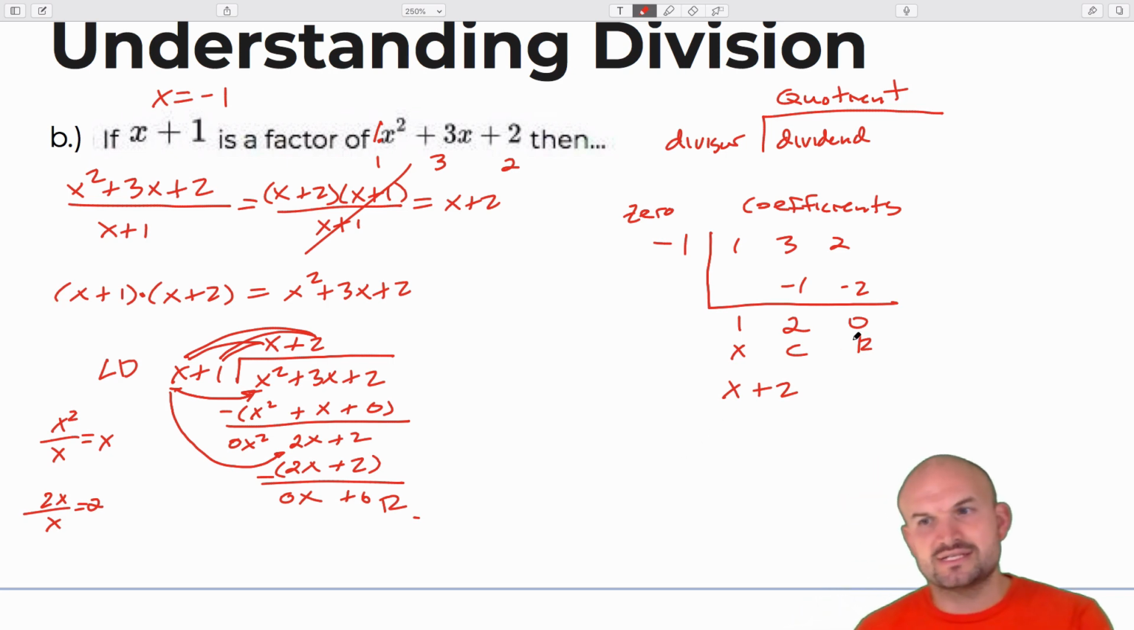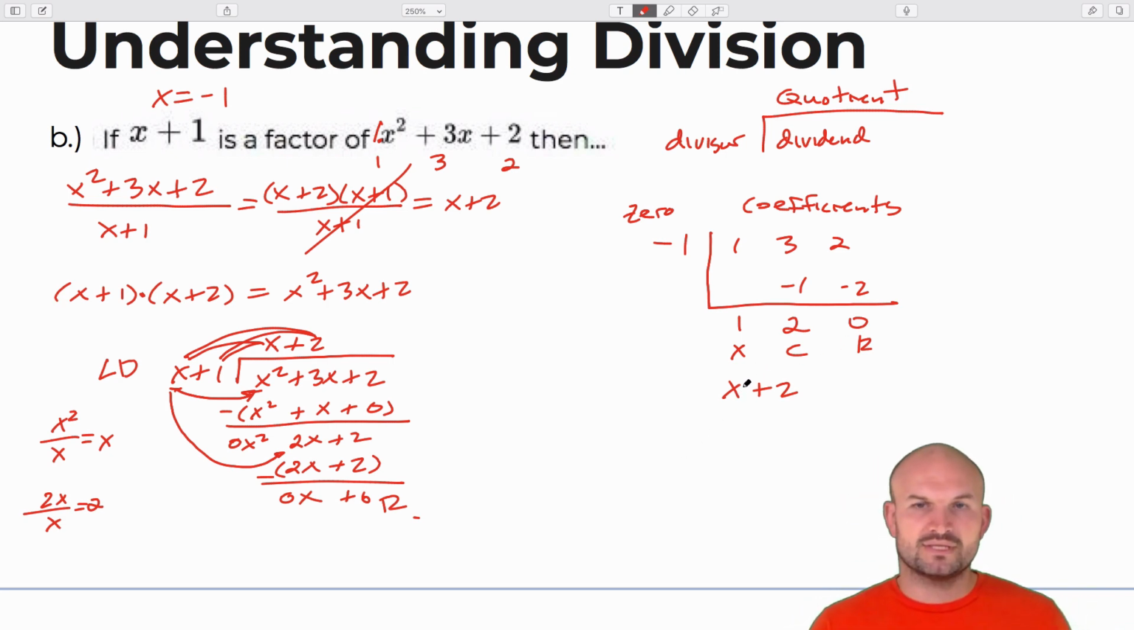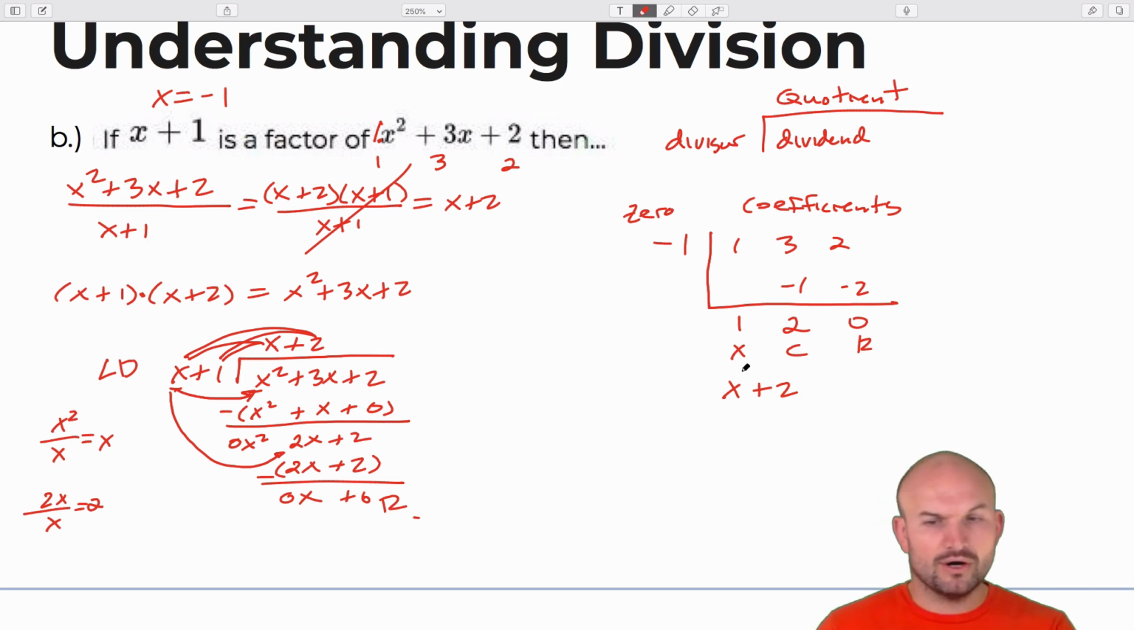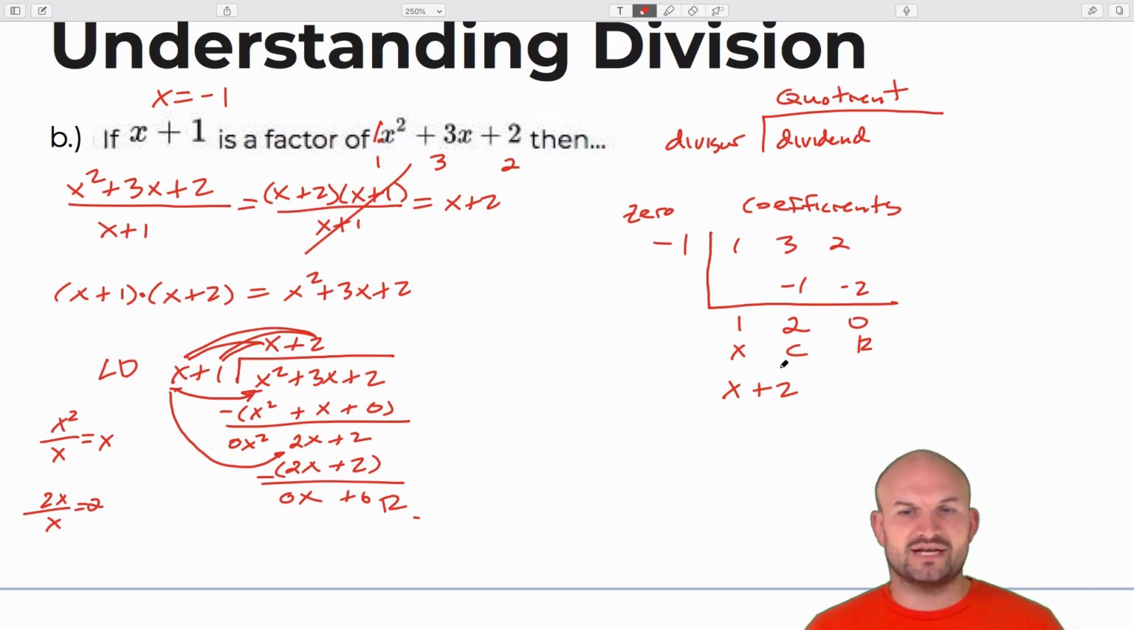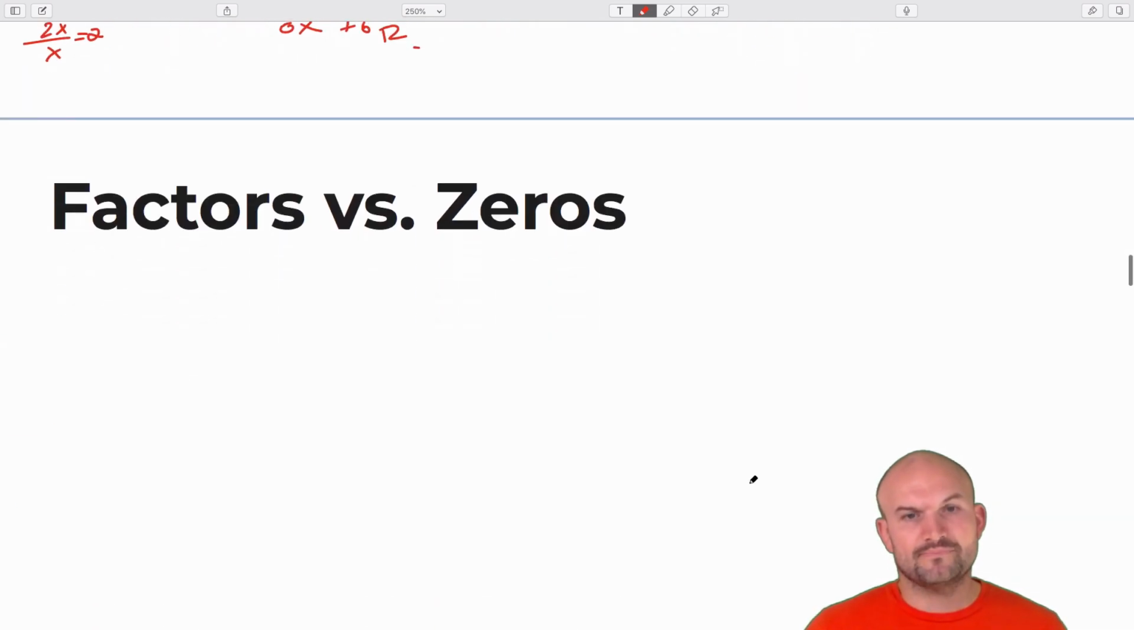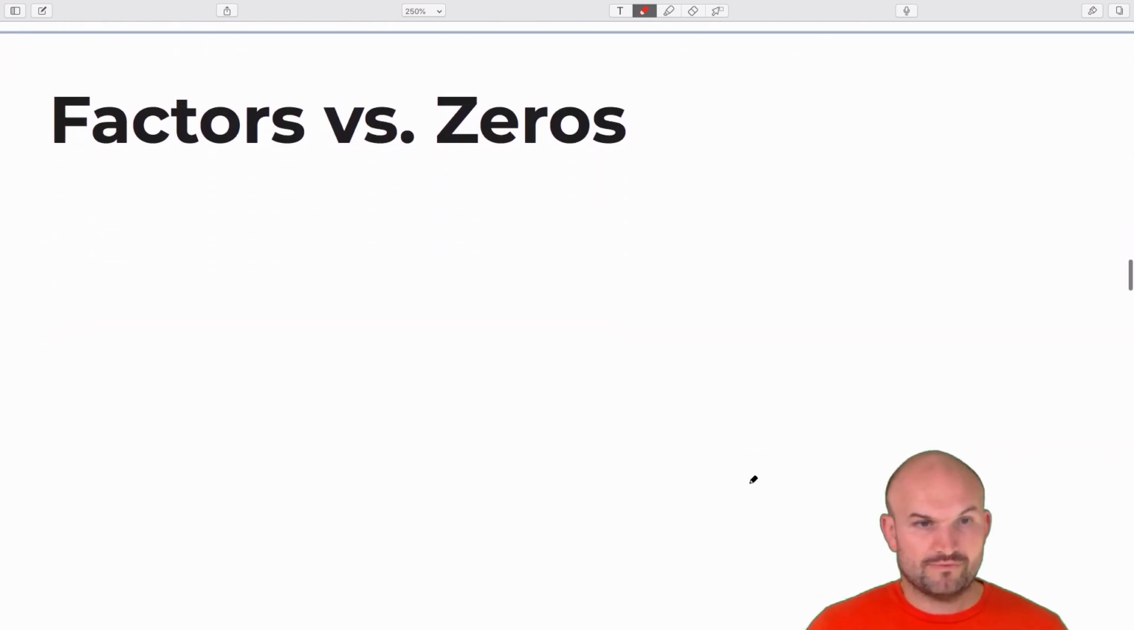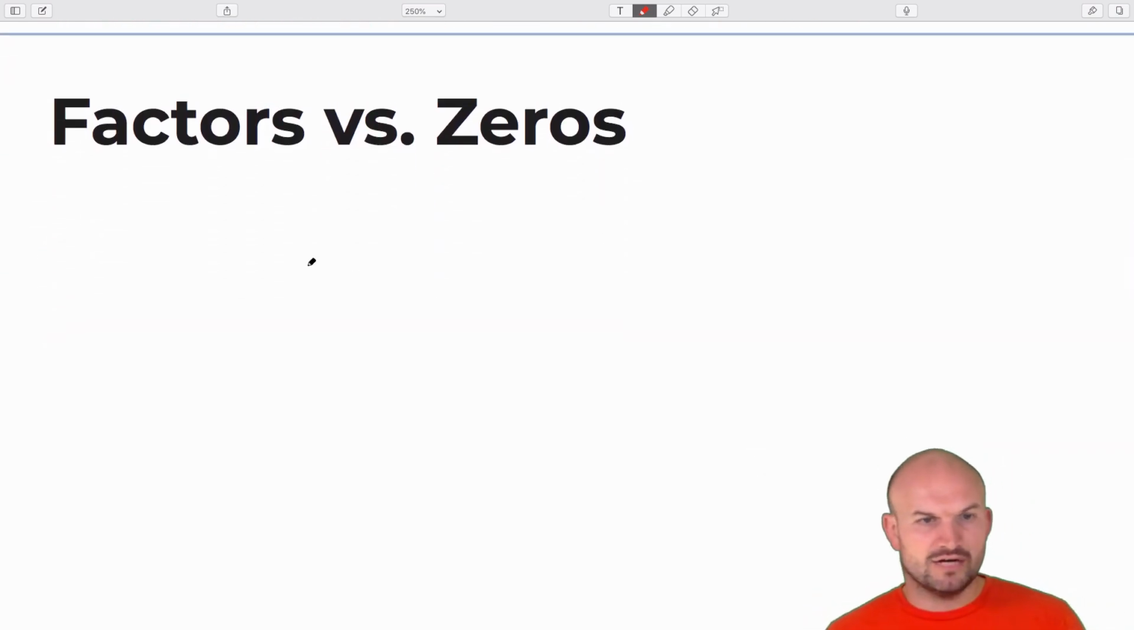And that's where a lot of students get a little confused on this process. You've got to remember these are your constant and your coefficients. So that is at least the synthetic division. And again, the idea is that synthetic division is kind of like long division.